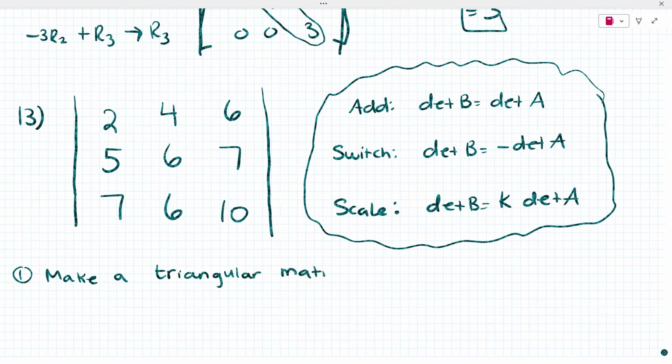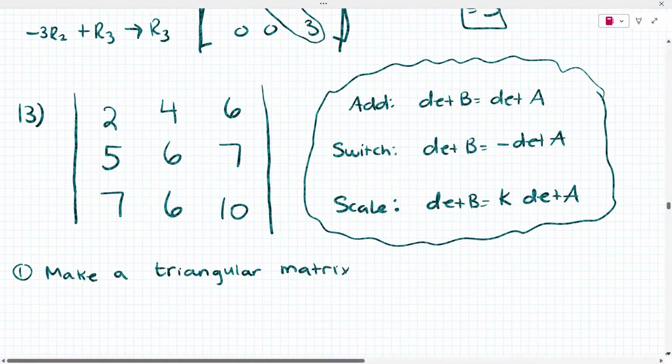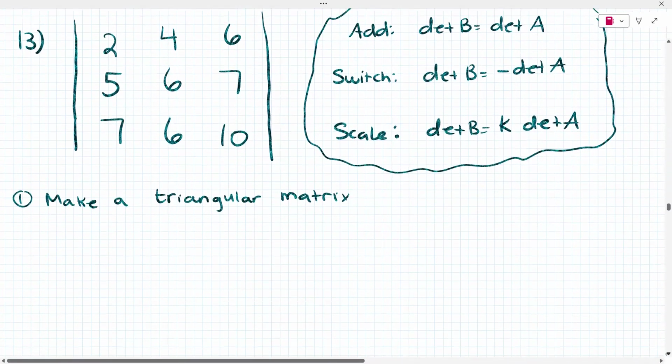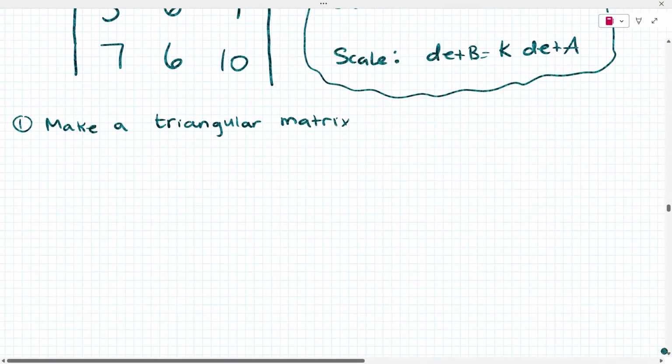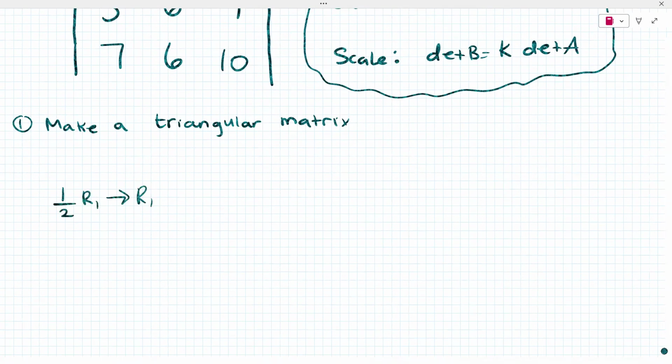That's the first thing I would do. So how would I do that? Make a triangular matrix. What would I do first? Maybe I should make that 2 into a 1. So first would be 1/2 row 1 gives you row 1, right? And maybe that would be a lot easier. So this gives us the new matrix 1, 2, 3, 5, 6, 6, 10.